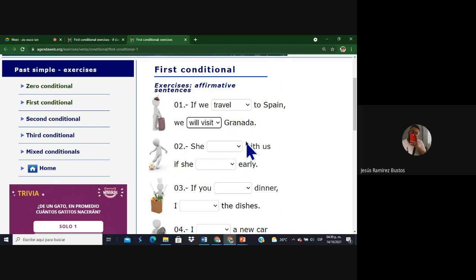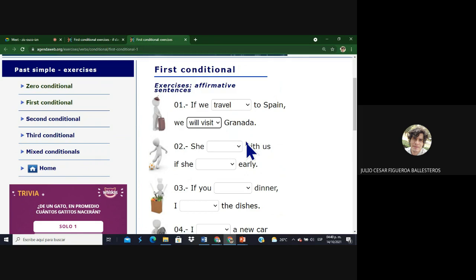Come on, do the sentence. If you travel to France, you will visit Paris. Yes, or if you go to Italy, what city will you visit? Come on. If you travel to Italy, you will visit Rome.